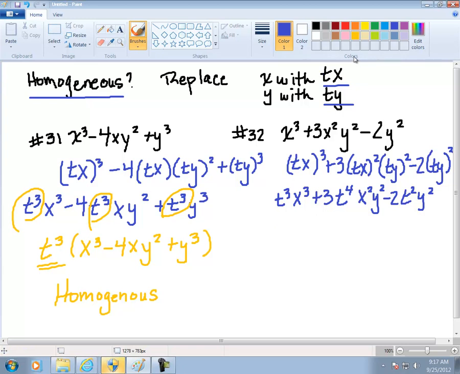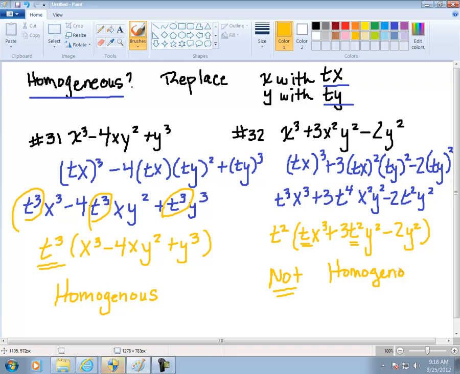Notice now when I factor out my t, the largest t I can factor out is a t squared. I put that out front, but here I'm left with tx cubed, and here I'm left with 3t squared y squared. I did factor this one out, minus 2y squared. But since I'm left with t's in the parentheses, I can't factor those out, so this is in fact not homogeneous.